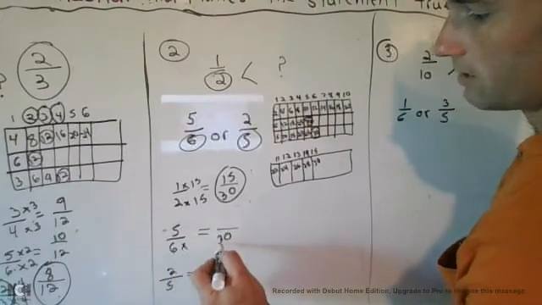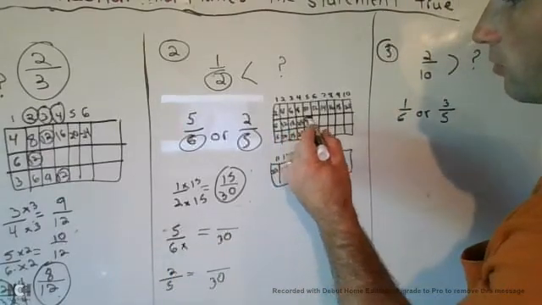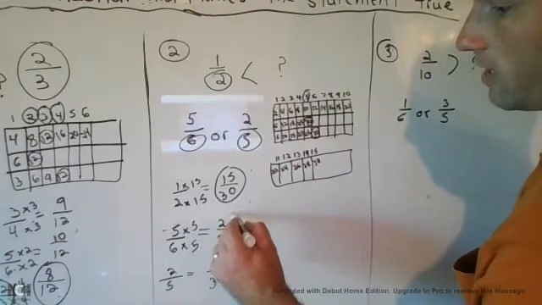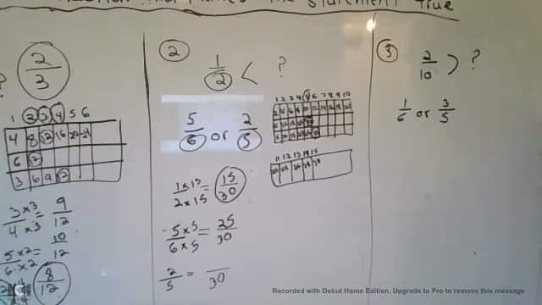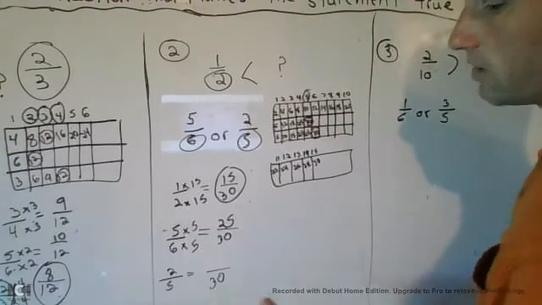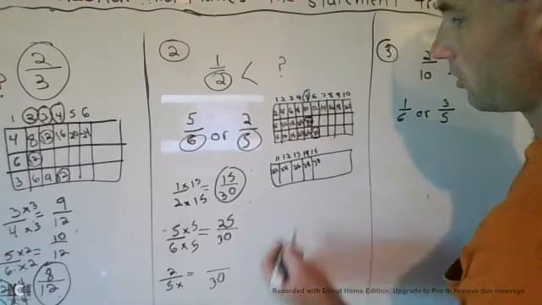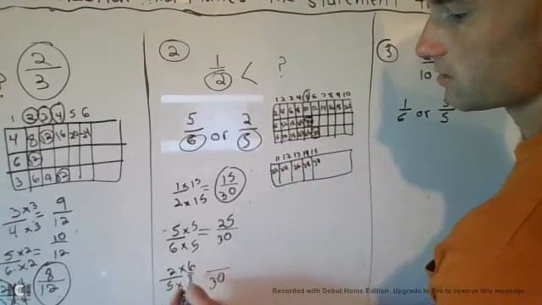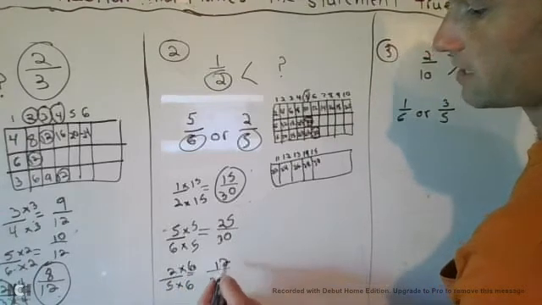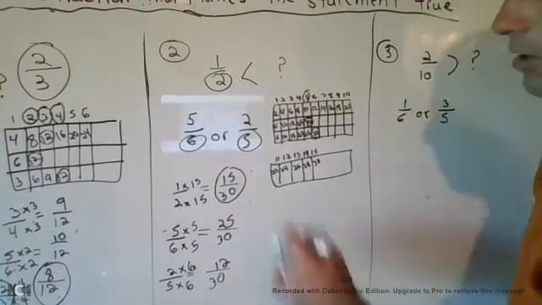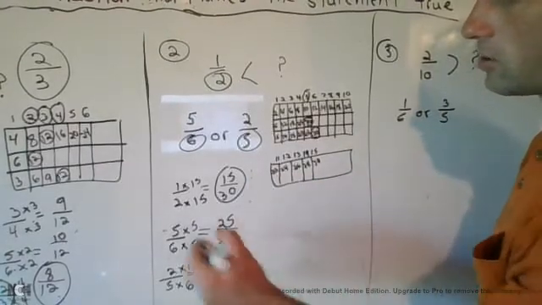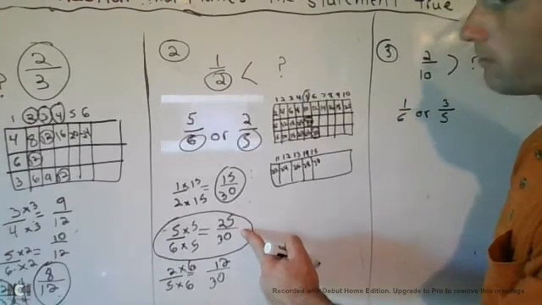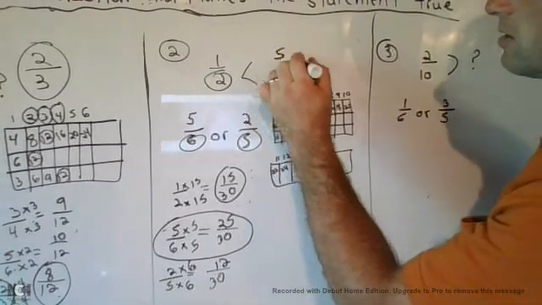6 times what gave me 30? 1, 2, 3, 4, 5. So 5. So 5 times 5 will give me 25. Ooh, that looks bigger than 15/30. Well, let's check on 2/5 here. 5 times what gave me 30? 1, 2, 3, 4, 5, 6. 2 times 6 will give me 12. That's smaller than 15. So that goes to show that 5/6, also known as 25/30, is bigger. 5/6 being the answer that I need.